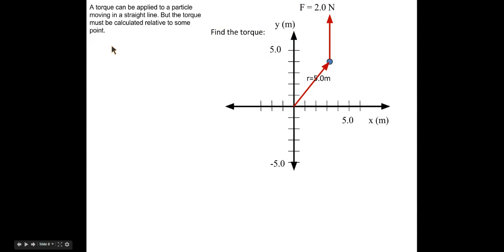All right. Now, a torque can also be applied to a particle moving in a straight line as long as that torque is calculated relative to some point. So let's say this object here experiences a force of 2 newtons straight up. If we want to know what the torque is relative to the origin, there's a couple things we need. First, we need the position vector. That's easy. It's just 5 meters. Then we need the components of this 2 Newton force that will go perpendicular to that 5 meter position vector.